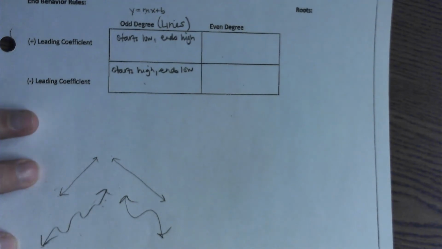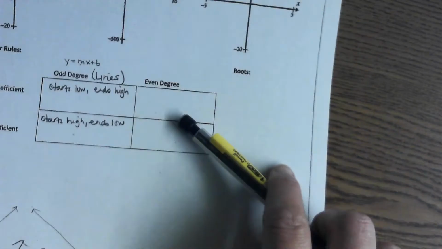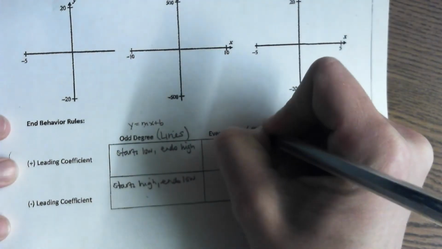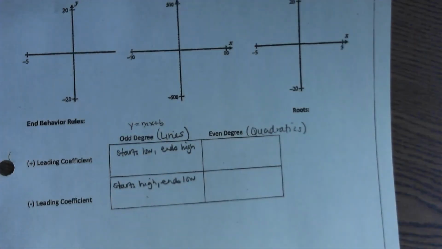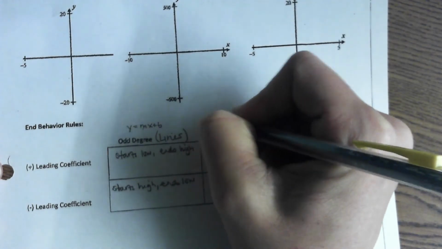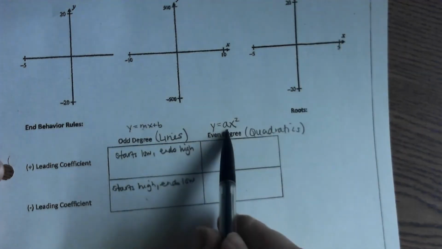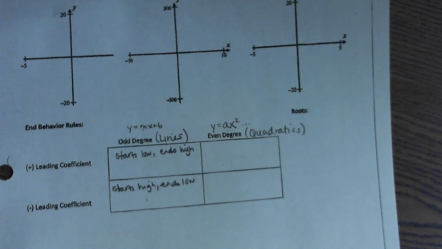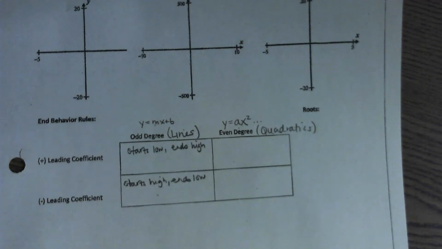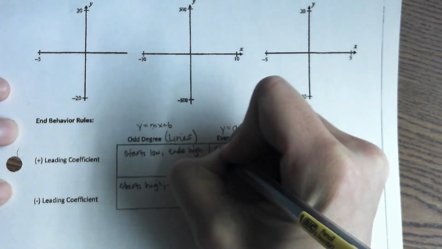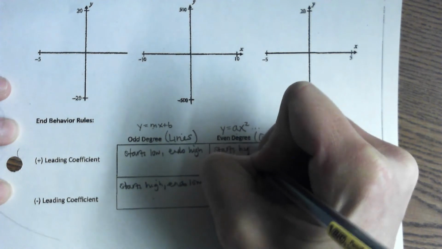Do you follow? Okay. Now, as far as the quadratics, which you already know about, and whether you're going to the second power, the fourth power, or the sixth power, an even degree polynomial will follow these rules. Your leading coefficient in a quadratic is your a value that we talk about. What does a quadratic do if it's a positive a? How does it open? Opens up. So that would be starts high, ends high.